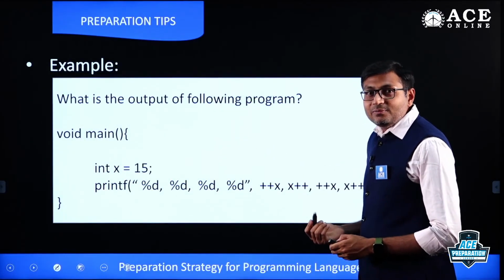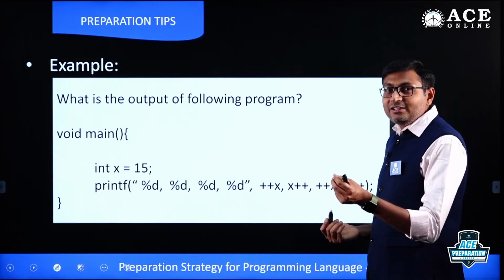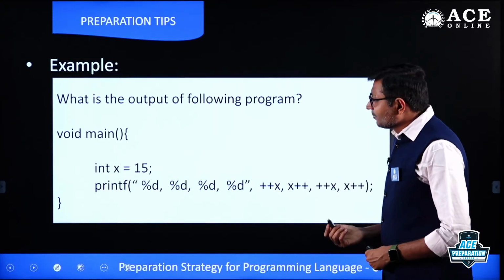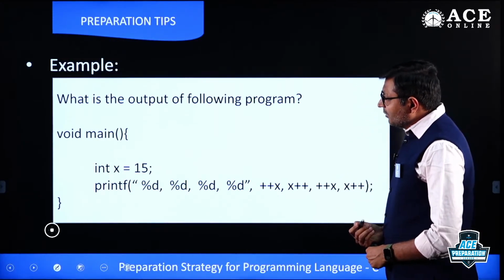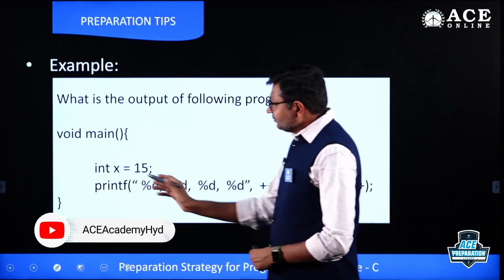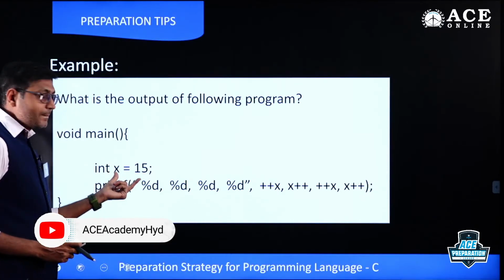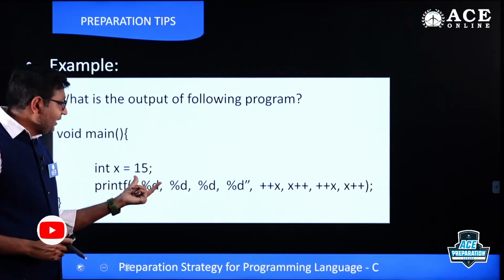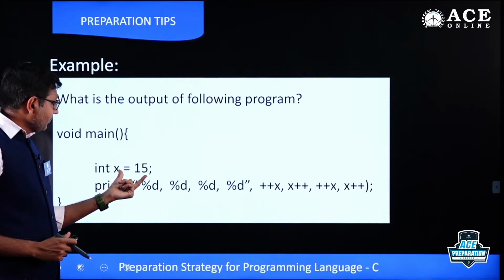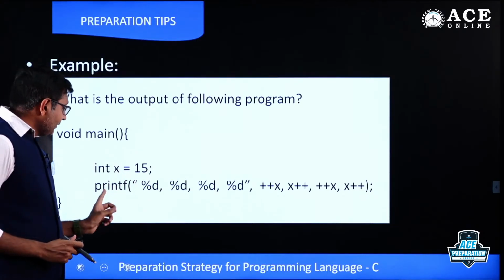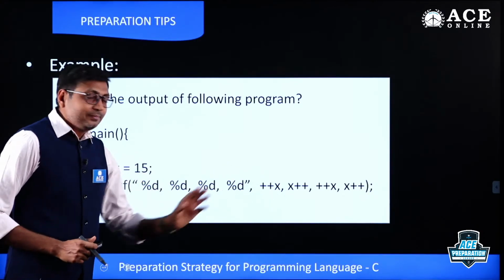Can you tell me the answer of this question? I can give you hardly 1 minute to solve. For example, here there is a variable x. Initial value is 15. And the question asked is what is printed.